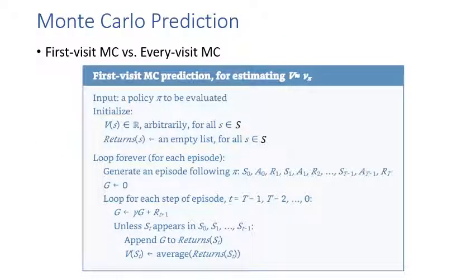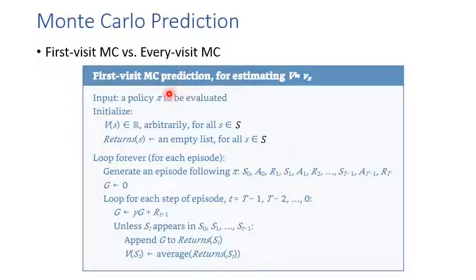Here is the algorithm of Monte Carlo prediction. There are two kinds of prediction methods. The first one is called first visit, and the second is every visit. They are very similar. The difference is that first visit uses the reward from the first visit of state S to estimate the value function, while every visit considers multiple visits of the same state and uses the average of the rewards as the estimation. In this class we focus on the first visit Monte Carlo prediction.